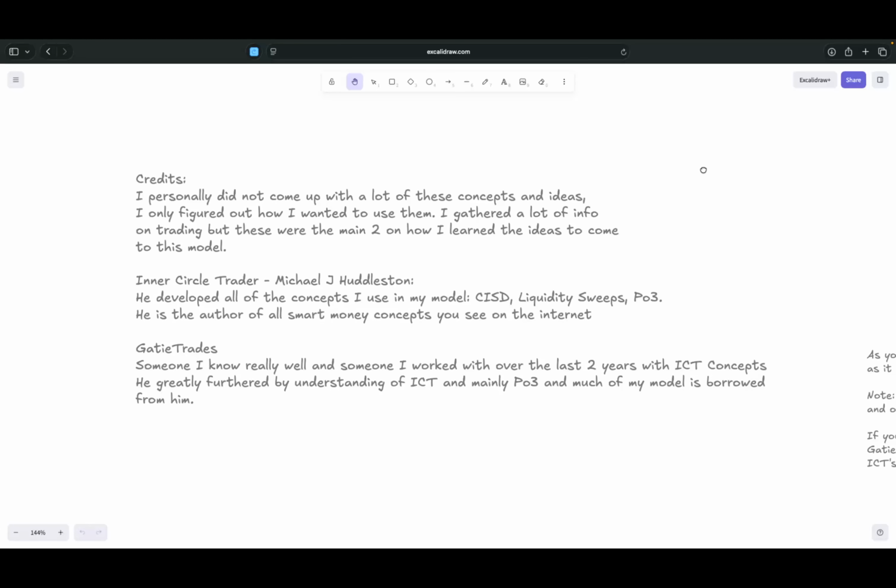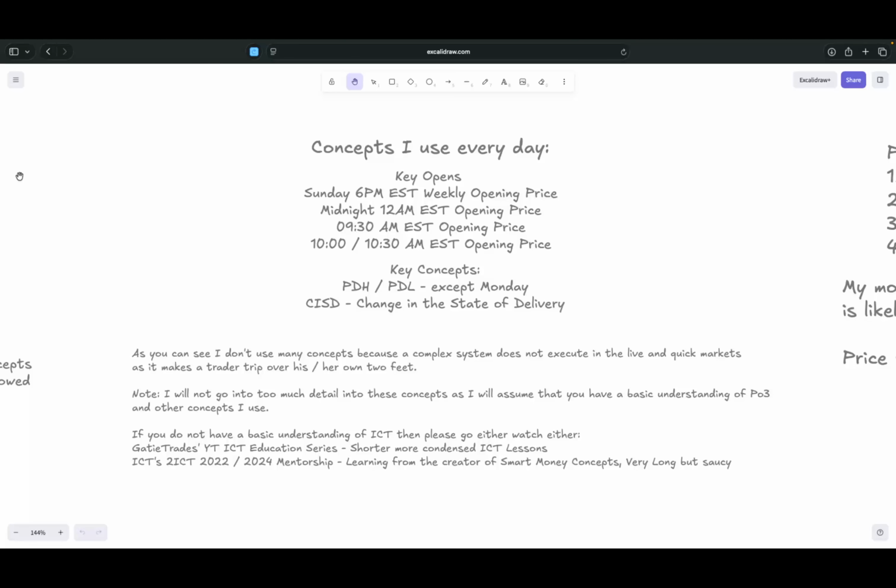So let's go into concepts I use every single day. Sunday, 6 p.m. EST weekly opening price. That is the first price action, the first print of price for the new week, right? After the weekend, your first print and price is 6 p.m. and that's where you get your new week opening gap. New week opening gap can be a strong draw on liquidity, can be a strong level. Personally, I don't use it, but it's something that I can look at, and if it supports my trade idea, then cool. But personally, not something I use every single day, but it can be something I look at.